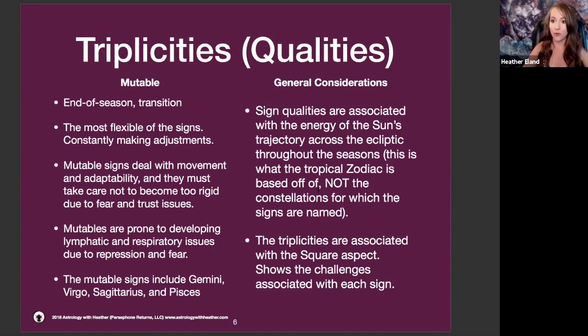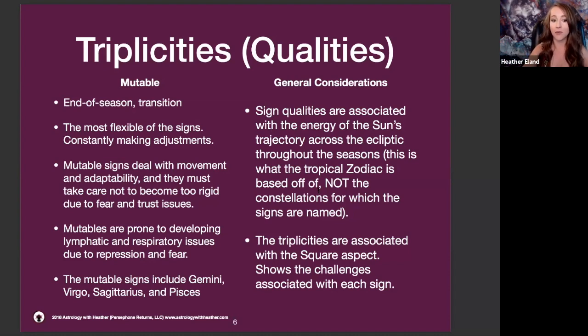The cardinals, as you recall, are associated with beginnings. The fixed signs are associated with this energy of stability and wanting to keep things going along a stable trajectory. And the mutable signs are the ending of the season. So they're better with endings than the other signs. They're better with change. They're better with transition. And they almost need that. They need to be able to transition and to change and to adapt and move with the energy as it comes about. And so they need that flexibility. If they don't have that flexibility, it can cause issues. So they deal with movement and adaptability.